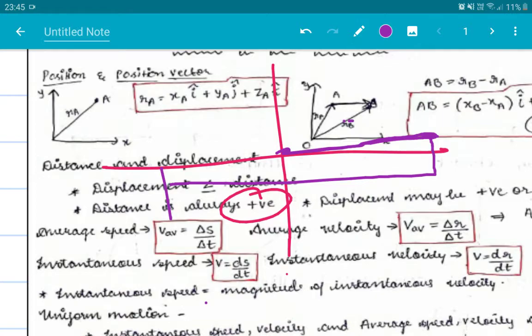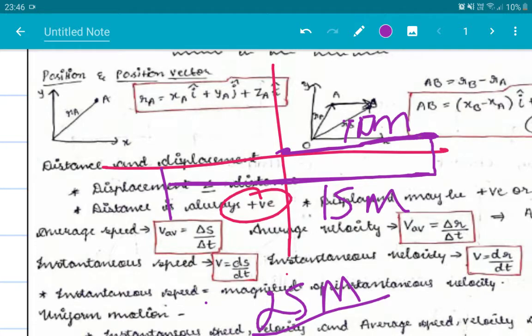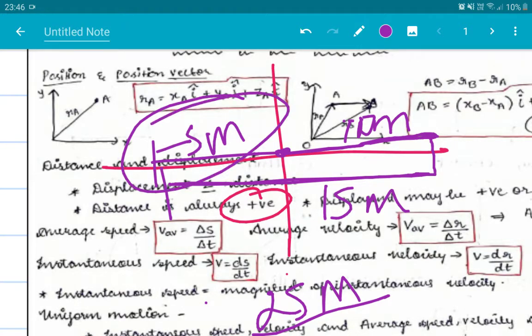Now this is supposed to be 10 meters, suppose, and this total is 15 meters. This is 10 meters. So the total distance now becomes 10 plus 15, 25 meters. But what is the displacement? Displacement is only 5 meters, but we mark it as minus 5. Why? It is in the negative x-axis.